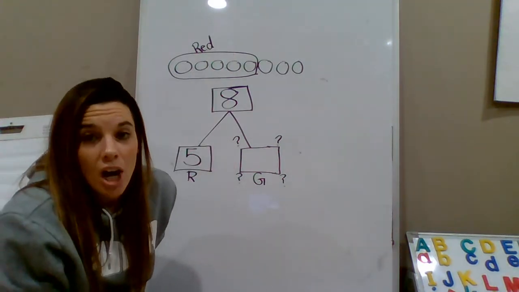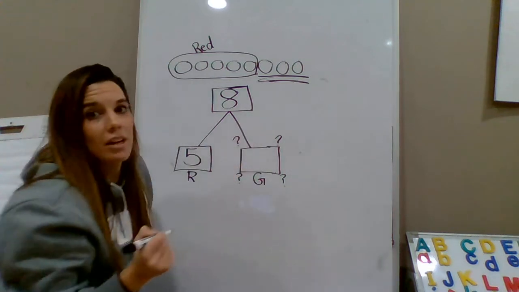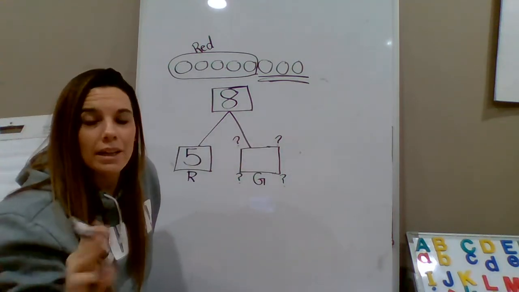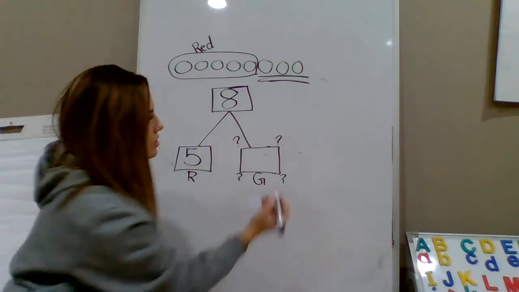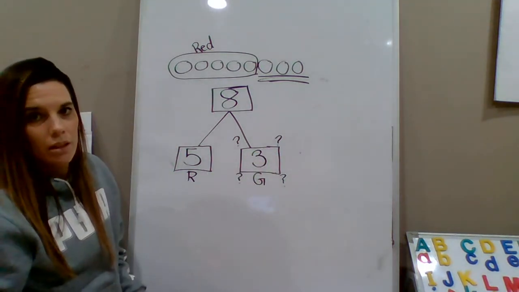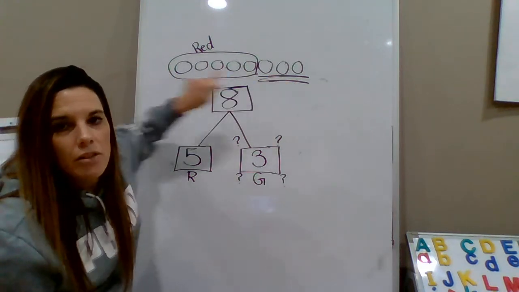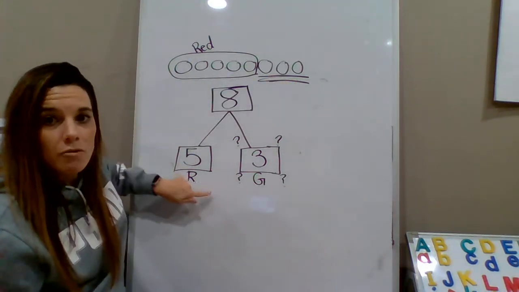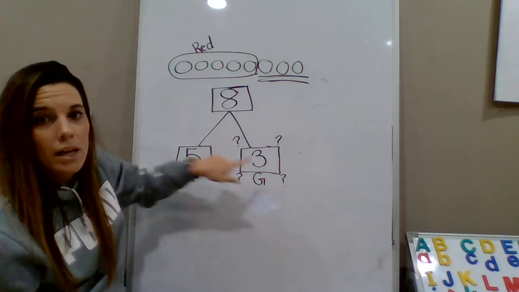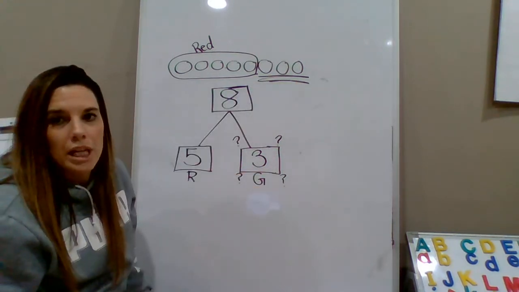How many are green? How many are left over? 3. That's your answer. Do you see how easy that was? It's no longer a mystery. And I solved it with my picture. I had 8 altogether. I circled a group of 5 because they said 5 are red. How many are green? I had 3 left over. That's how many are green.